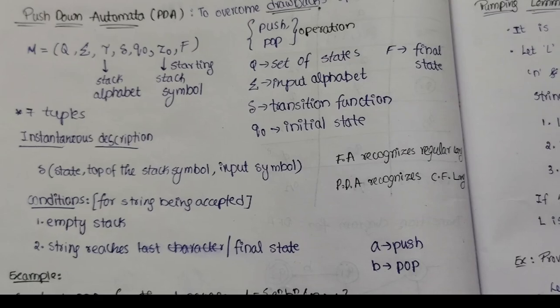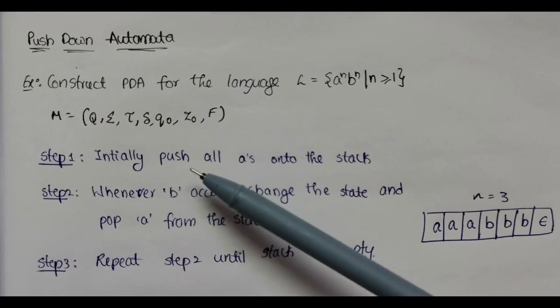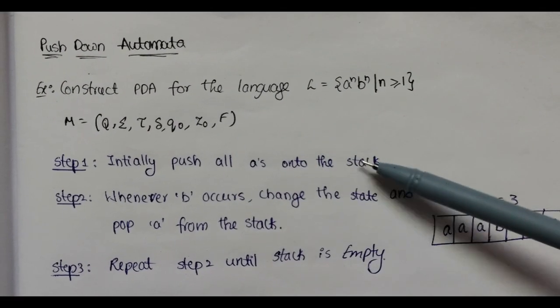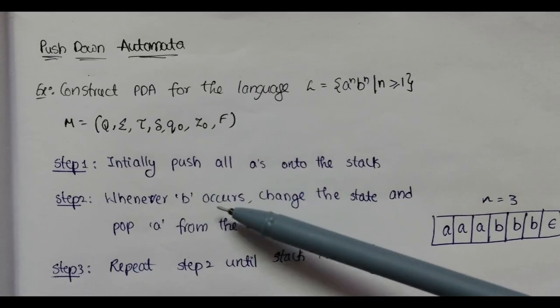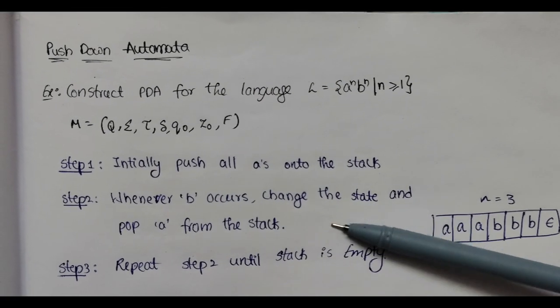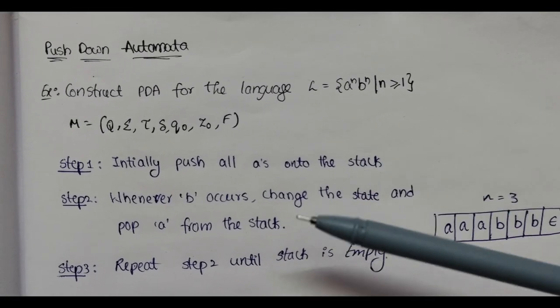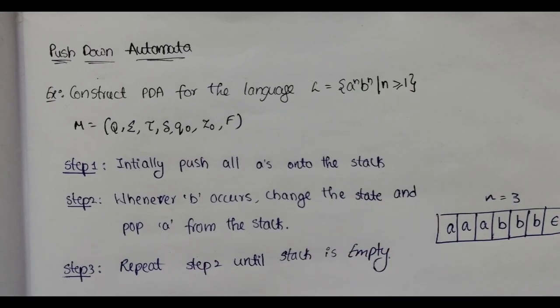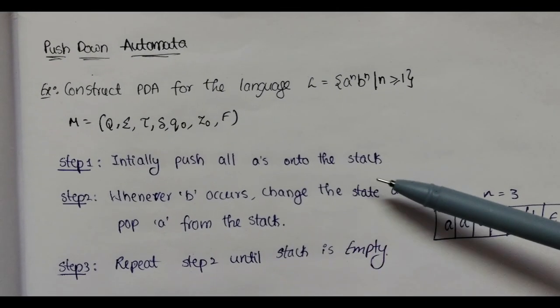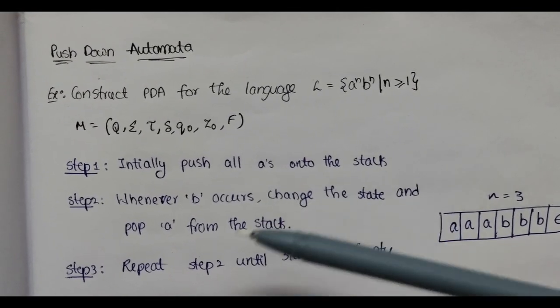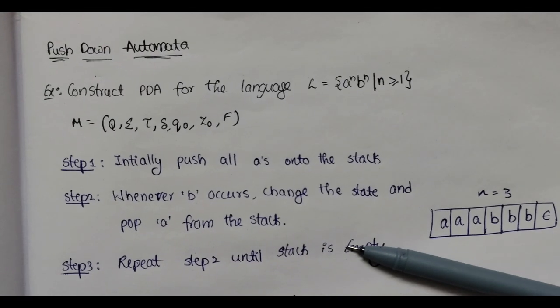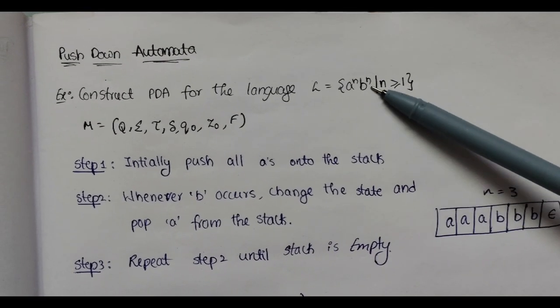Let us now discuss the example. Initially we'll push all A's into the stack. Whenever B occurs, change the state. If we are in the state Q0, change it to Q1, only when the first B occurs. Change the state and pop A from the stack. Repeat this step until the stack is empty. That is a^n b^n, right?